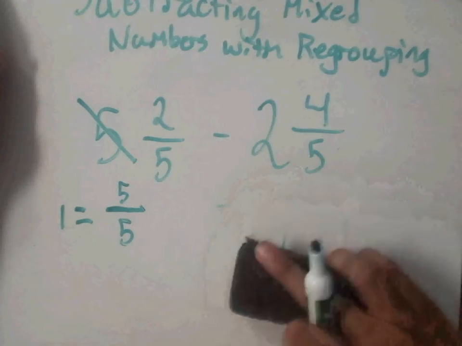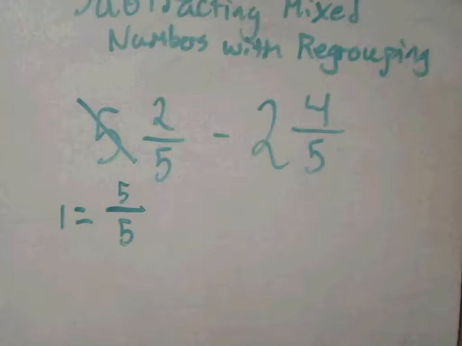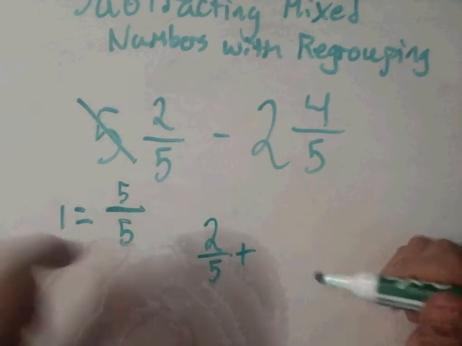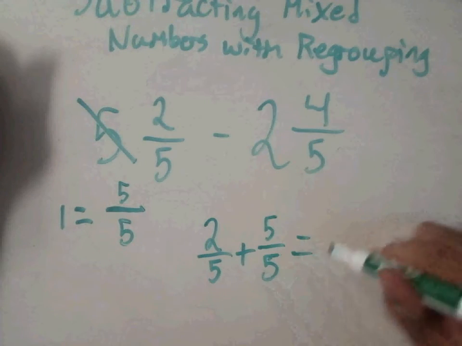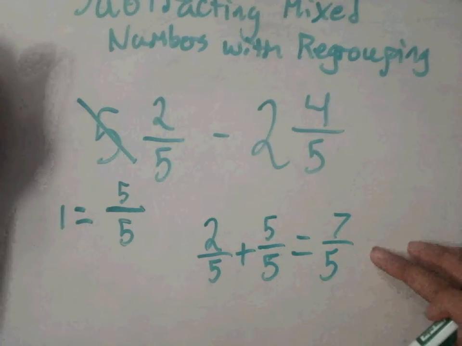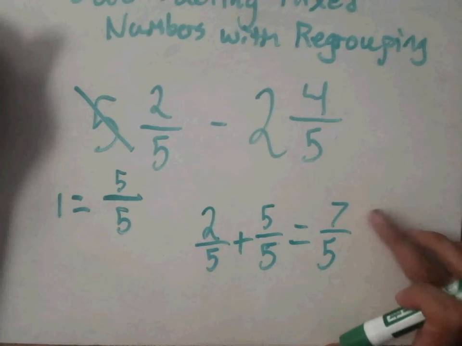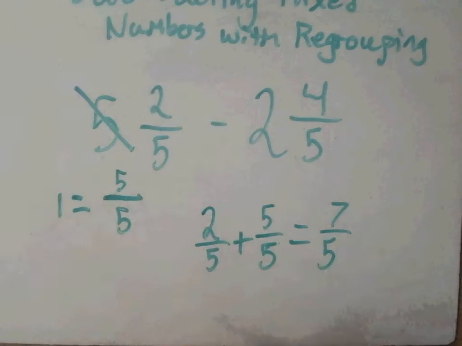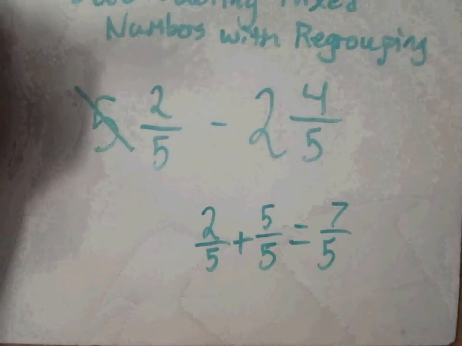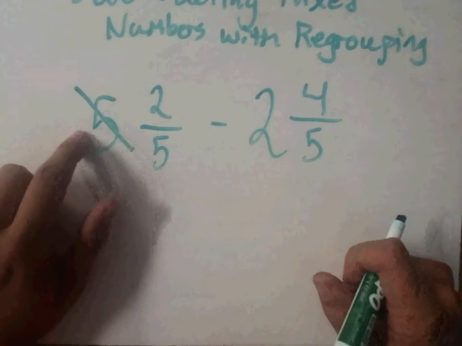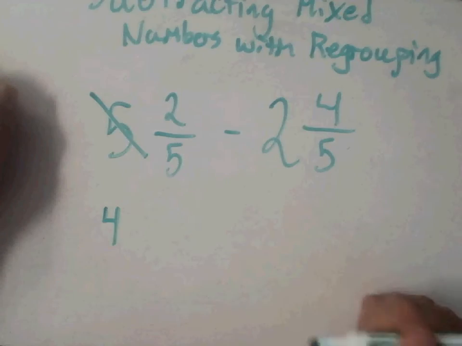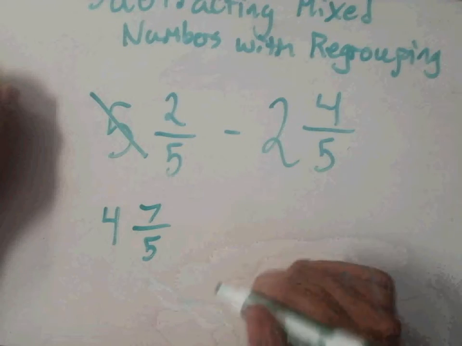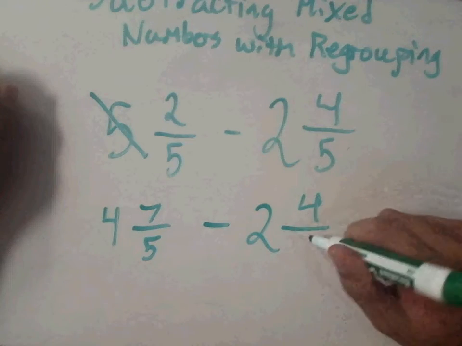Since the issue was that our numerator was too small here, we need to add 2/5 plus the 1 that we borrowed, 5/5. And that's going to equal 7/5. Again, we get an improper fraction, or a fraction greater than 1. We should not worry about that, however, because we are going to be subtracting. I'm going to rewrite my mixed number. I took 1 from 5, so it's become 4 now. And we know that 2/5 plus that 5/5 is going to get me 7/5. I'm going to go ahead and rewrite this.